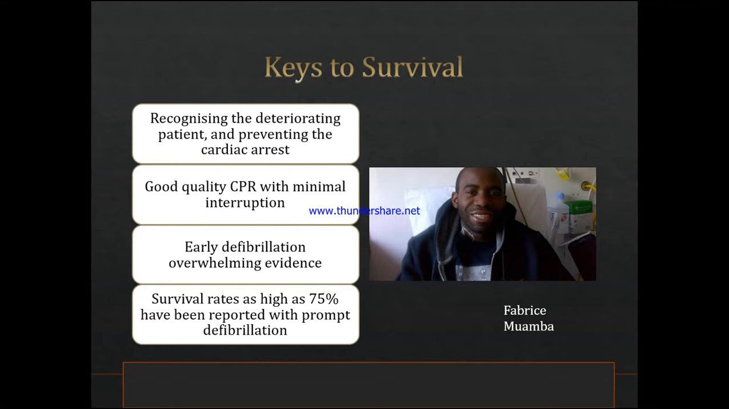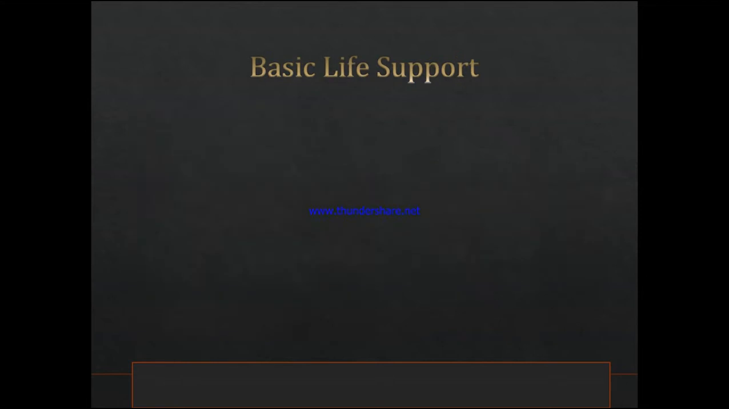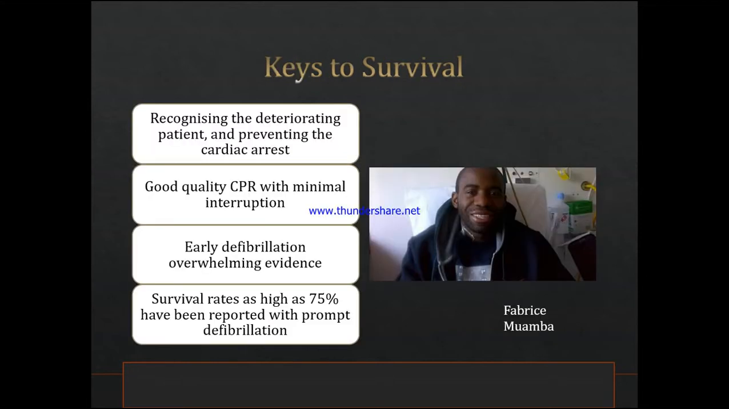And due to his particular story, we talk about something called the keys to survival. And now the keys to survival, or the chains of survival, really are down to certain key things, and these are the recognition of the deteriorating patient and preventing the actual cardiac arrest, good quality CPR with minimal interruption.